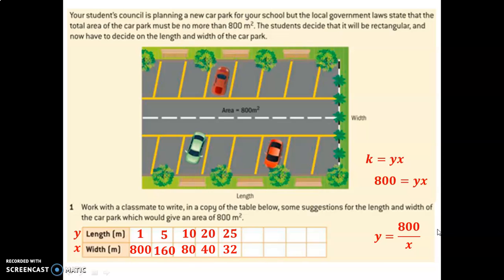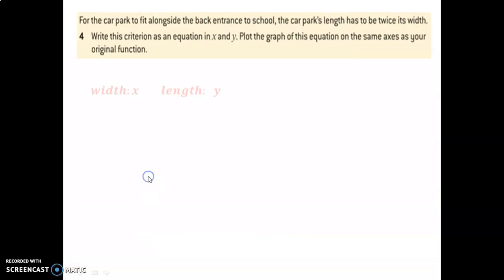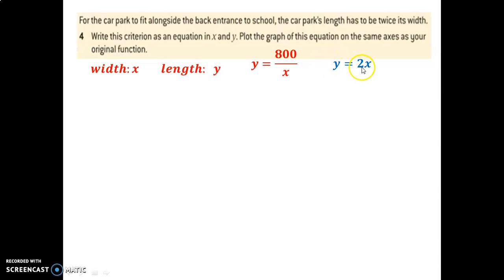Okay, let's take that a little further. So we know that length is y, width is x, and now read this condition and see if you can write an equation to represent that condition. Okay, we have our original function for the area, and now we learn that length must be twice the width, so I can write this second function.